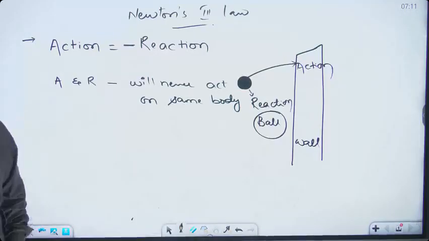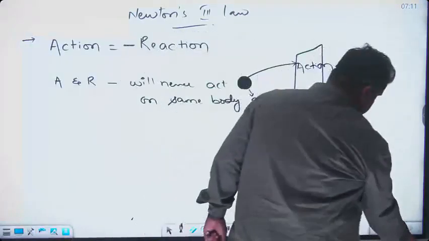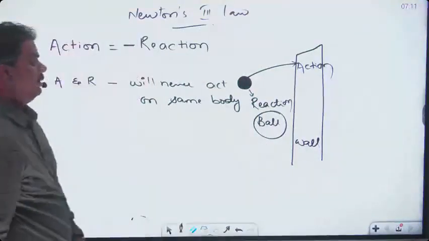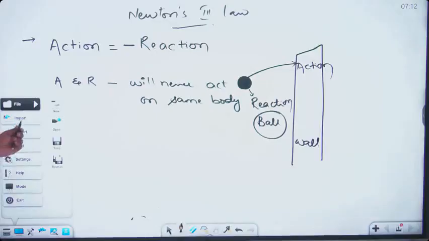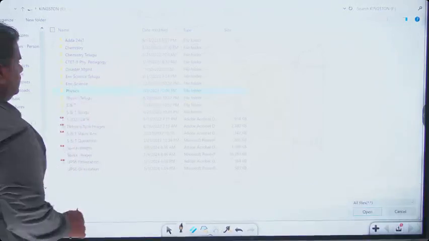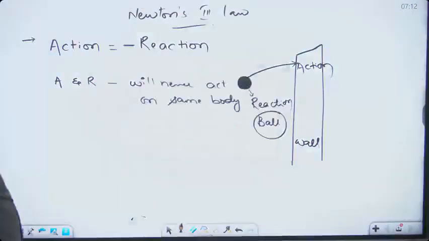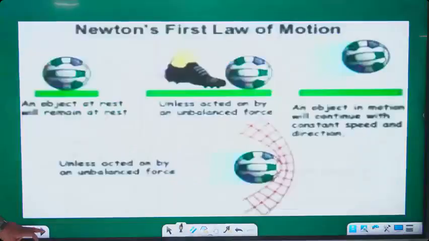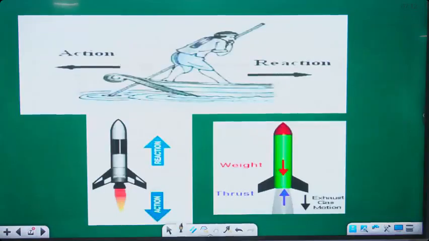Now, one simple example for Newton's third law of motion. Anyone, quick. Bullet firing, and at the same time, the motion of a rocket. Right. So these are some of the examples.